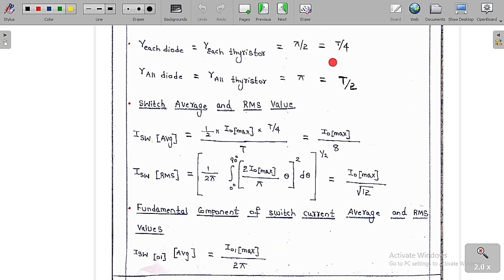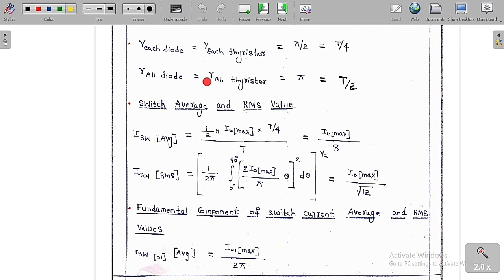Only this much amount of time or this much angle range, they are conducting. So the conduction angle of each diode is equal to the conduction angle of each thyristor, which is T by 4 or pi by 2. Whereas the conduction angle of all diodes is equal to the conduction angle of all thyristors.